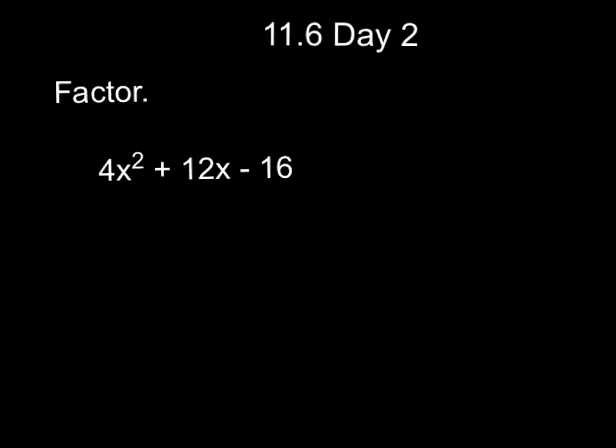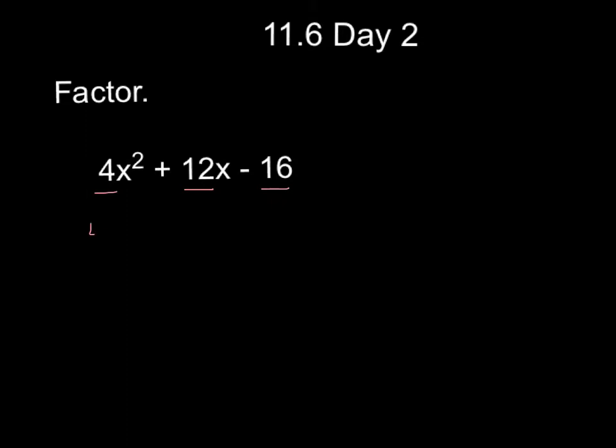So we're going to continue on with our section on factoring. So let's take a second and factor this expression, 4x squared plus 12x minus 16. Okay? The first thing that I notice and that you need to start paying attention to and looking for is that there's a common factor. All of these numbers, 4, 12, and 16, are all multiples of 4.